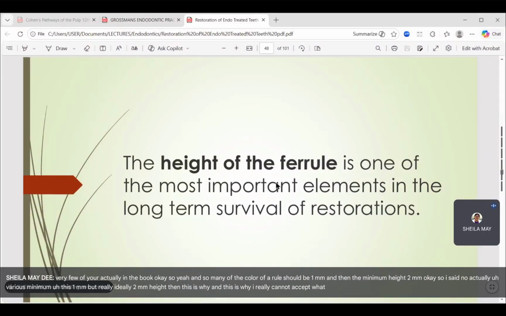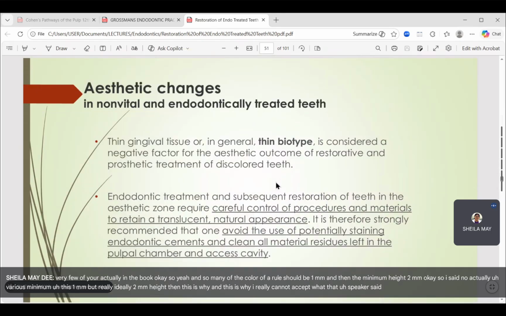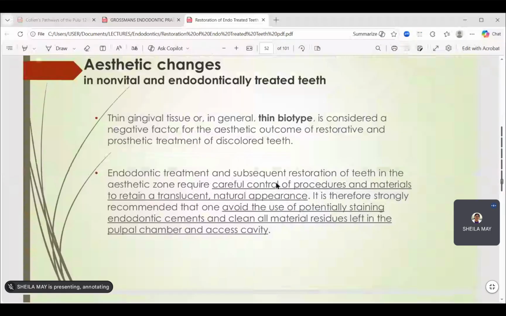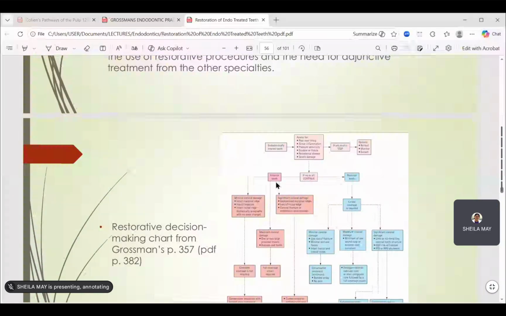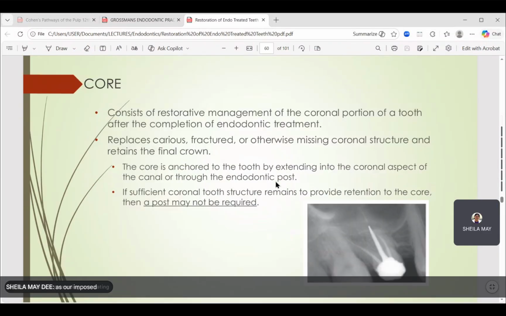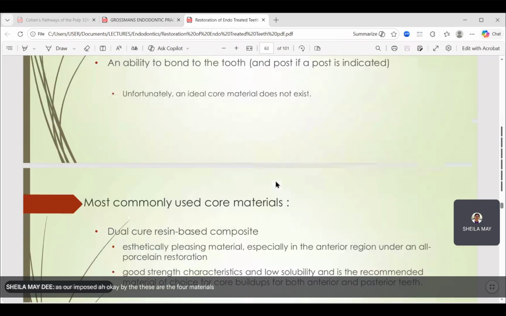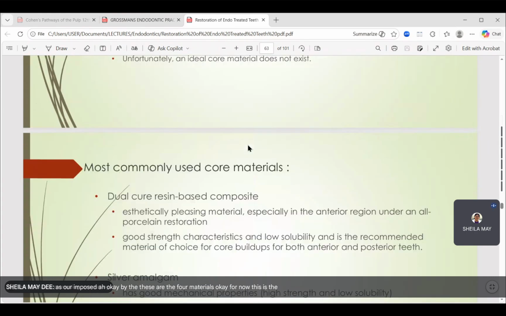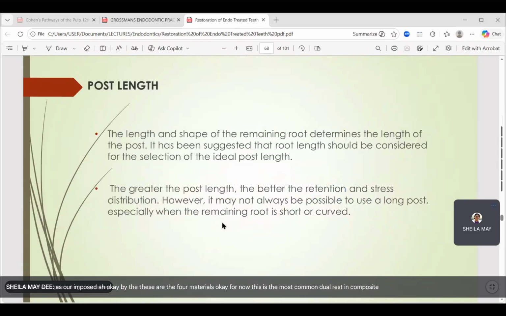And this is why I really cannot accept what that speaker said, the biomimetic speaker. Anyway, where is my ferrule? Sorry, impost. Okay. By the way, these are the core materials. Okay. Now, this is the most common. Dual cure resin composite. Post.